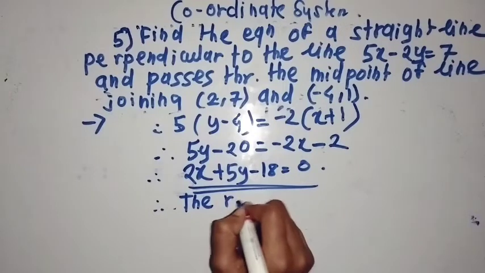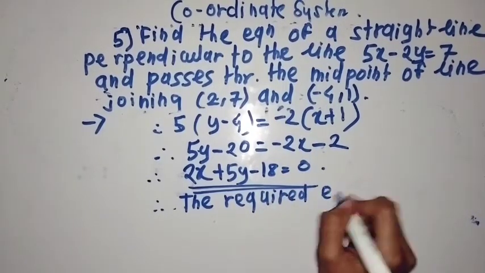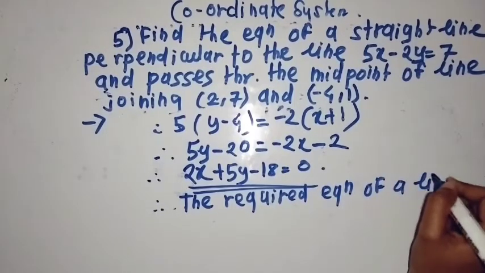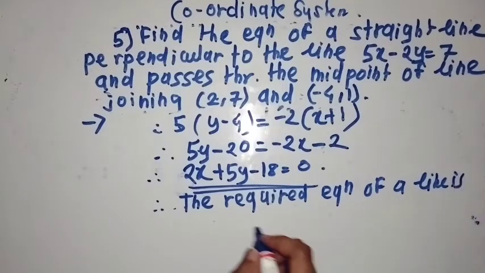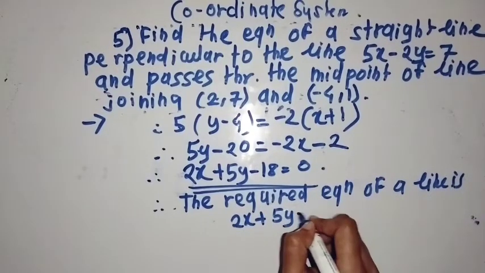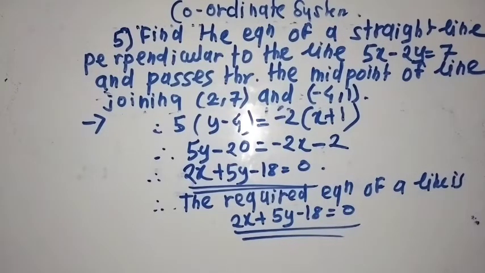Hence the required equation of the line is 2x plus 5y minus 18 is equal to 0.